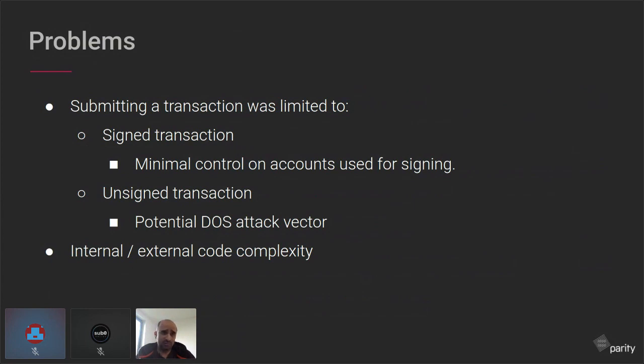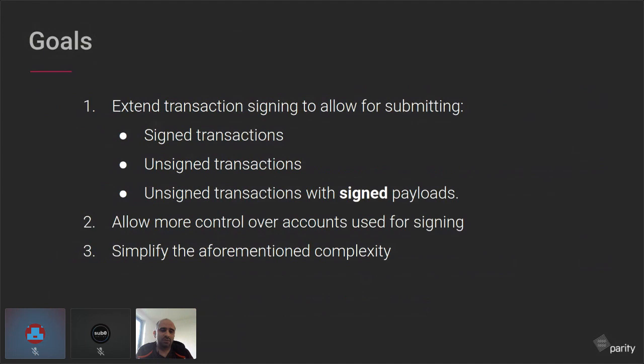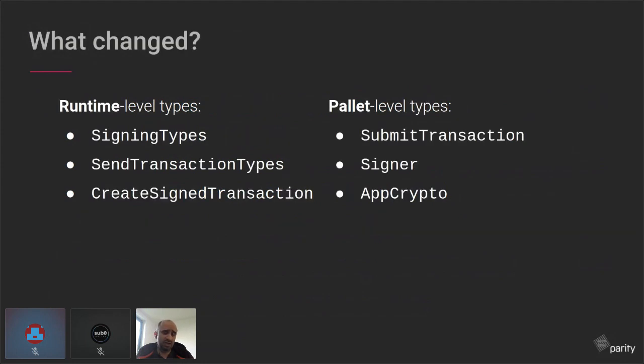So the goals for us were to address the issues we just talked about. Other than the fact that you could still submit signed and unsigned transactions, we now enable the ability to submit unsigned transactions with signed payloads to address the attack vector we previously had. For signing transactions, we've introduced some APIs to give the caller more fine-grained control over the accounts used for signing. And lastly, simplified the way signing is implemented in the runtime and the tests. So what have we changed exactly?